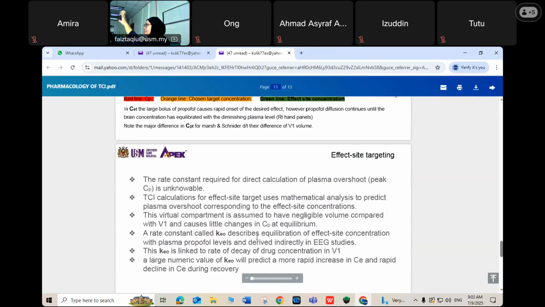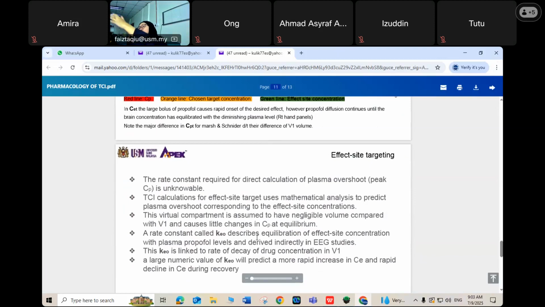Because effect site kat mana dekat brain kan kita kata. So kat mana dia dapat this nombor ni, the rate constant tu? From the EEG study lah. From the drug company they buat EEG study. Okay, this is where. So of course everyone is different, right? But that is just the kita kata apa, standard rate constant. Okay.